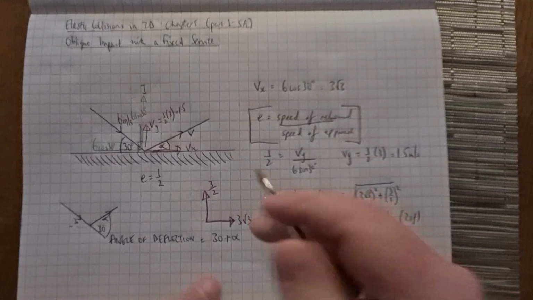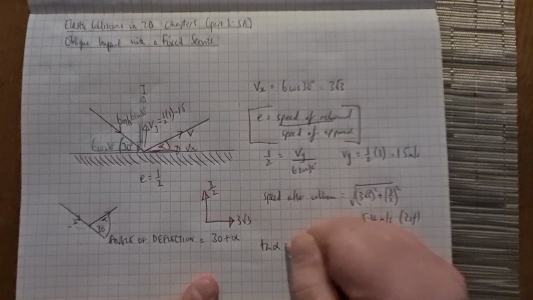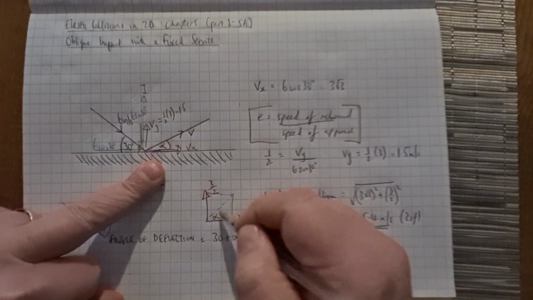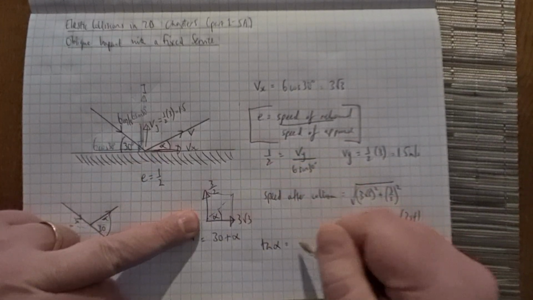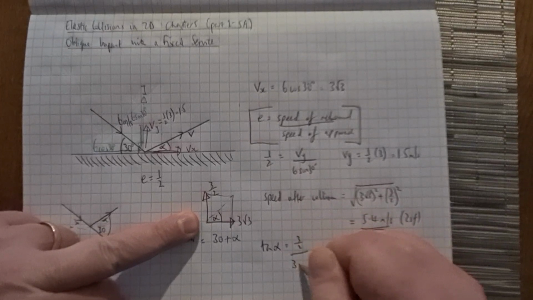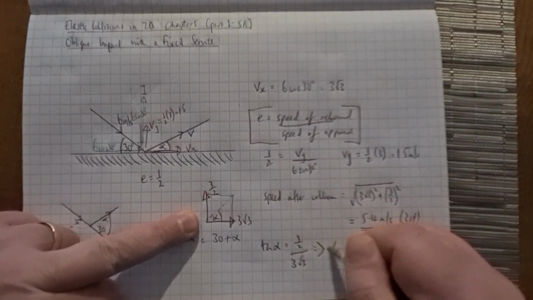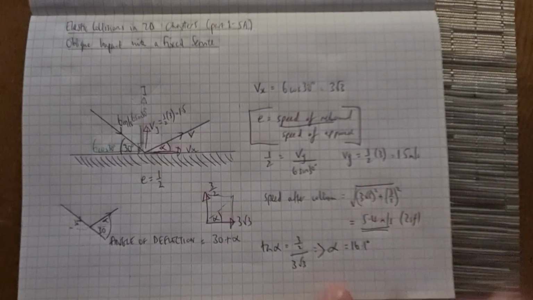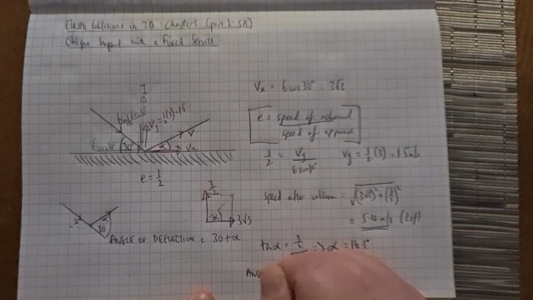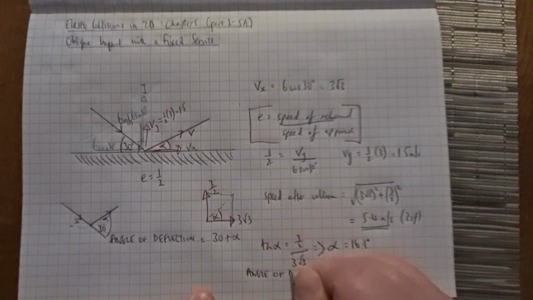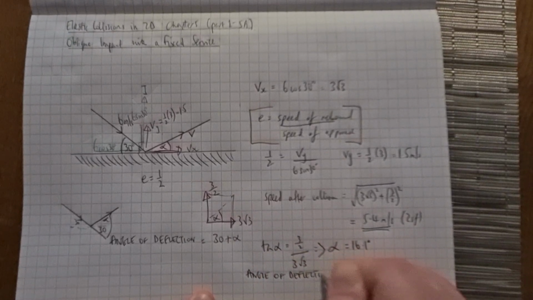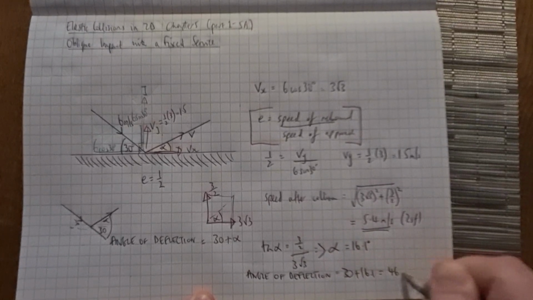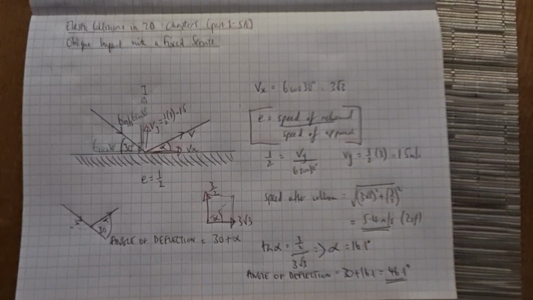And to find alpha, similarly using the same components here, the tan of alpha is going to equal 3/2 divided by 3√3, and that leads to alpha being 16.1 degrees. So finally, the angle of deflection is going to equal 30 plus 16.1, which is 46.1 degrees.